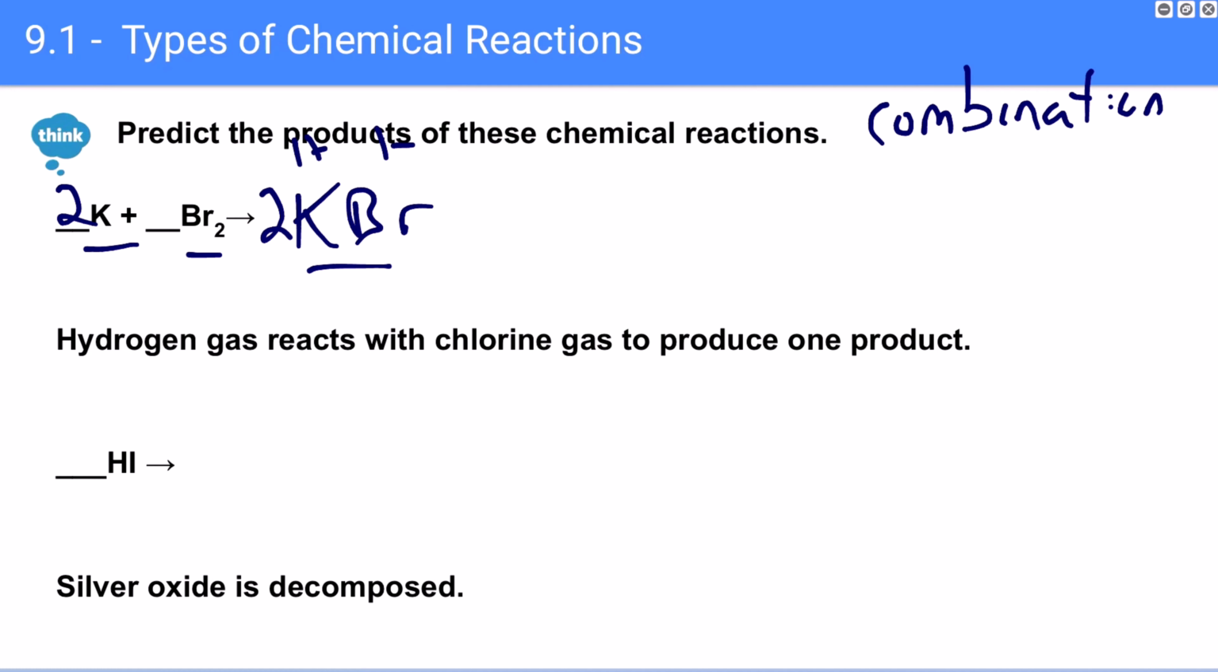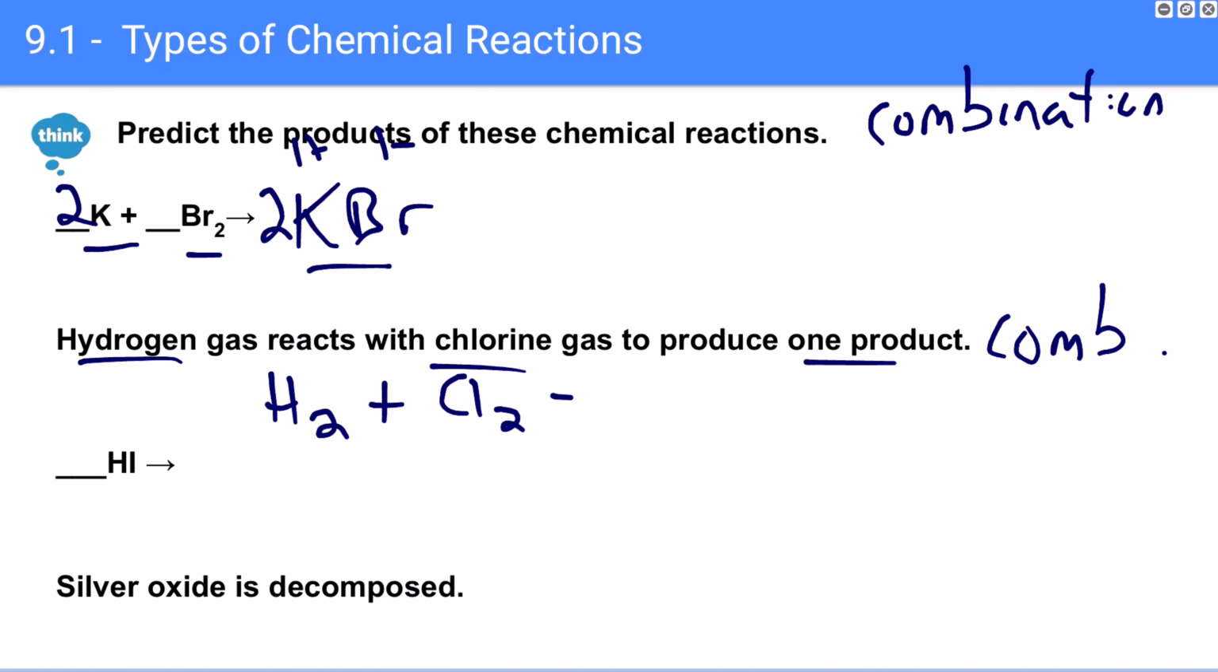Hydrogen gas reacts with chlorine gas to produce one product. 2 reactants, 1 product. This is also a combination reaction. Hydrogen gas, remember it is a diatom. Chlorine gas, also a diatom. 1 product. Check your charges, so 1 plus, 1 minus, so we're good there. Now we go back and balance.